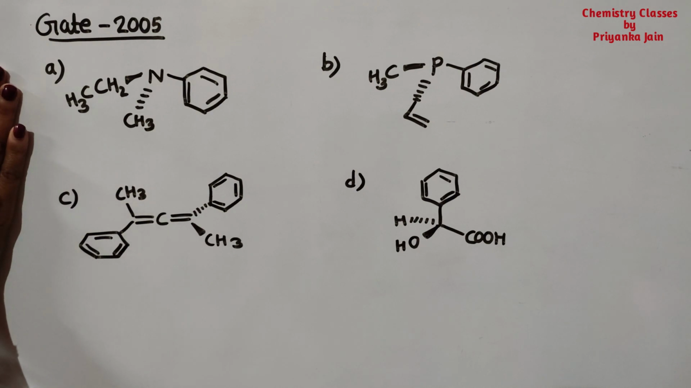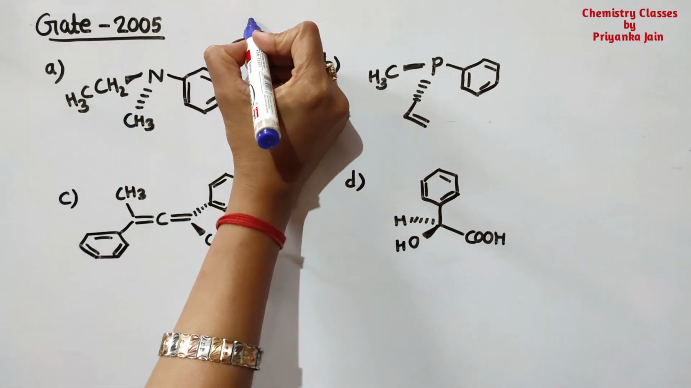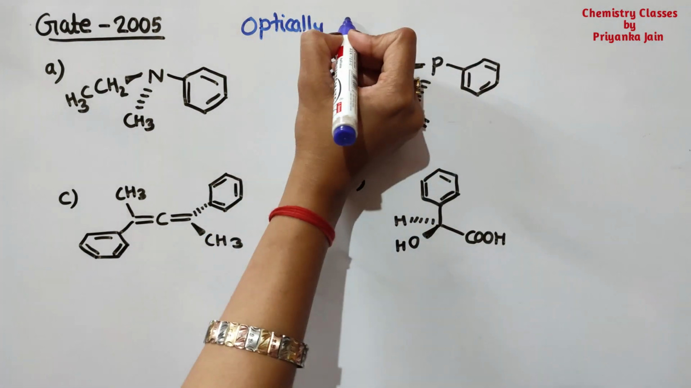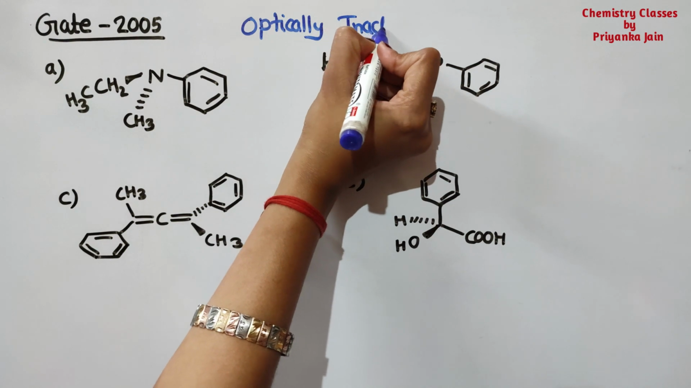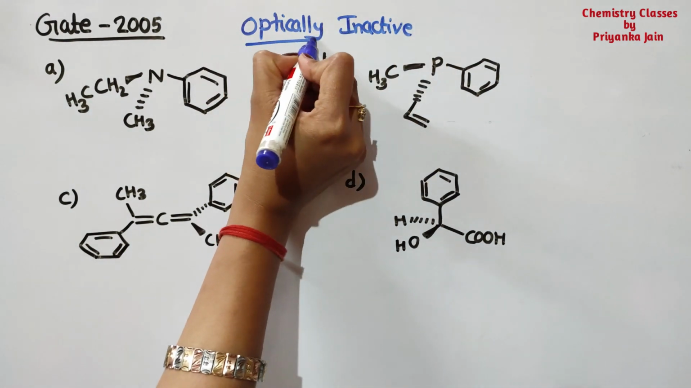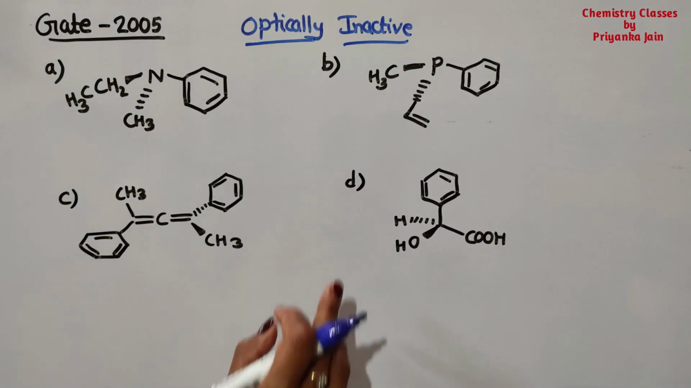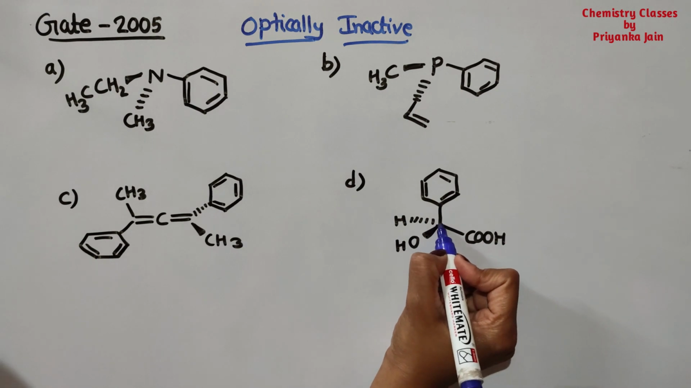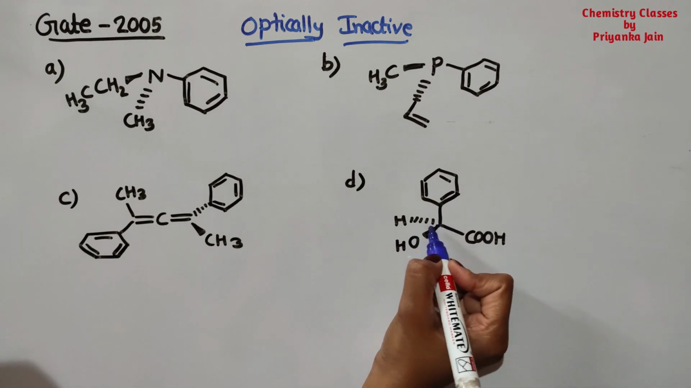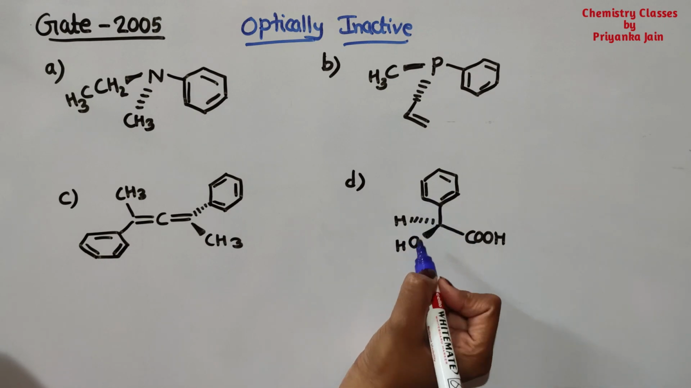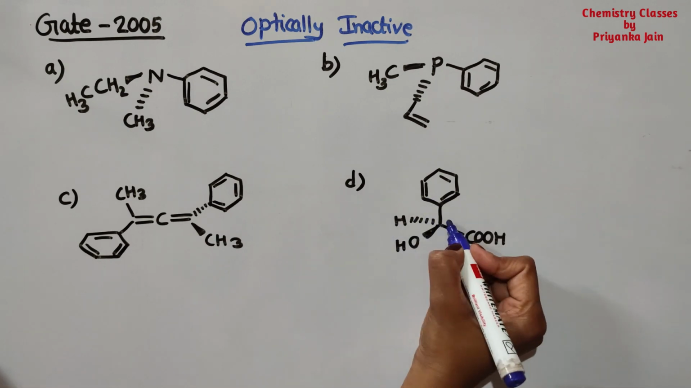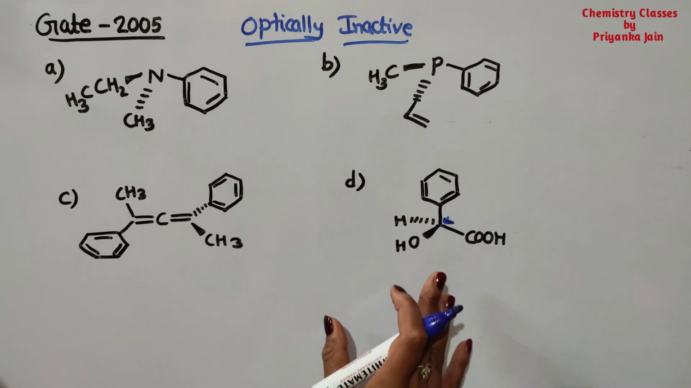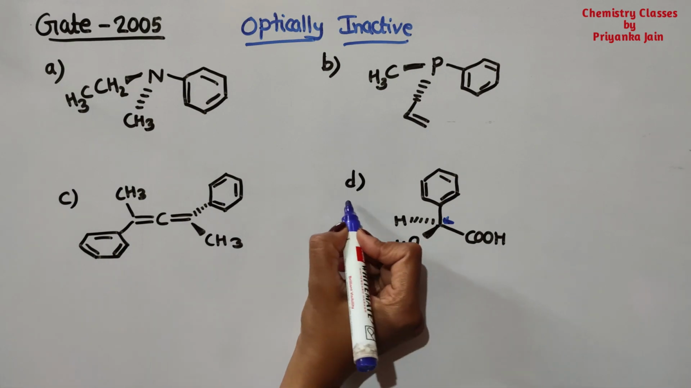Okay, now see this question from GATE 2005. Here we have to identify which one of these is optically inactive. We have to identify the optically inactive molecule out of the 4 options, right? So we are starting from the simplest one. See here, in this molecule, this is the chiral carbon atom and 4 different groups, H, OH, COH and phenyl, are attached to it. So this is chiral. When we show chiral atoms, we make a star. So this is optically active, right? So this option is wrong.